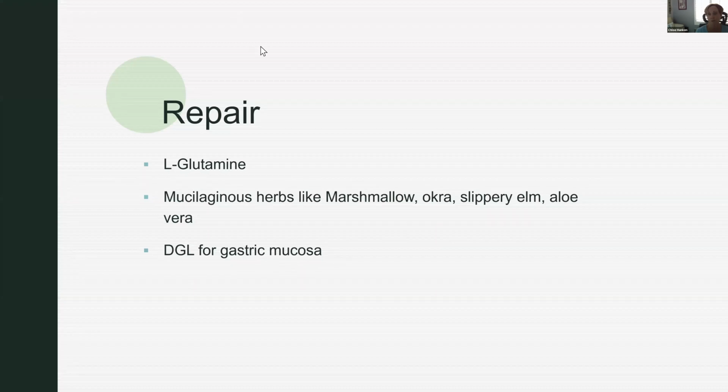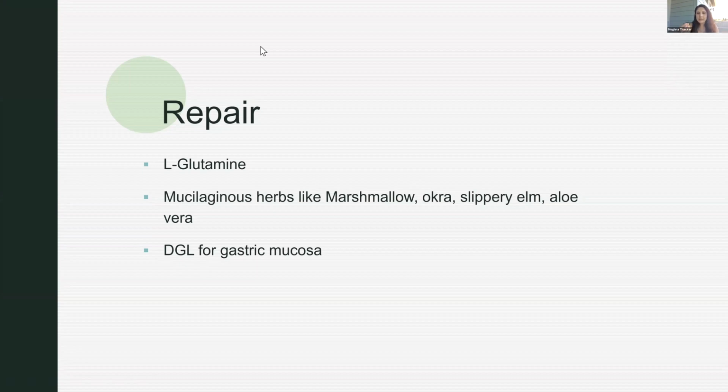And then finally, how do we repair the gut lining? So for years, when this damage is done, for example, if the gut lining is damaged, the gastric or the intestinal mucosa is damaged, we want to repair it. One of the common things that's used is this amino acid called L-glutamine. There are other mucilaginous herbs, mucilaginous meaning mucus producing. So if you cook okra, you would have seen, when it's cooking, all this mucus production.